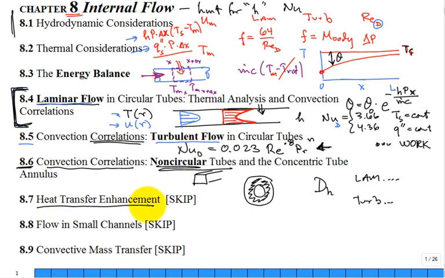Don't you think engineers have tried to enhance heat transfer within tubes? Oh, sure. There's a lot of enhancement techniques, and a lot of them are in practice. But in the interest of time, we have to just skip it. What about small channels, micro channels? Hot topic, or it had been for a number of years. Heat transfer in really small passageways, but in the interest of time, it's just a subset.